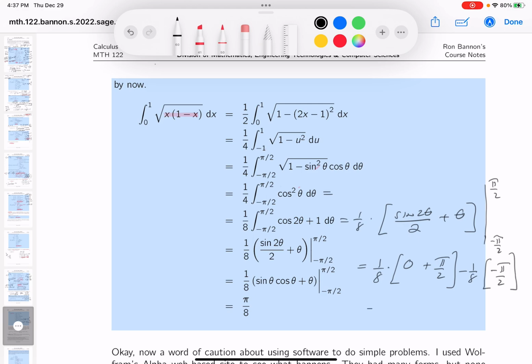All right, let's write this down. You get pi over 16 plus, because minus times a minus is a plus, pi over 16. And if you add that together, you get 2 pi over 16, which is pi over 8. Were we expecting to get that?